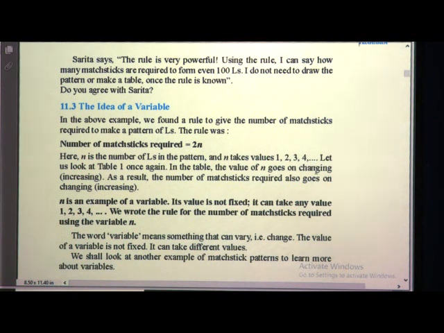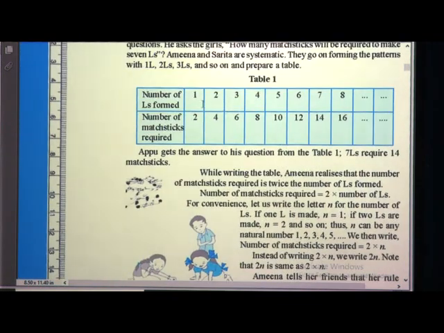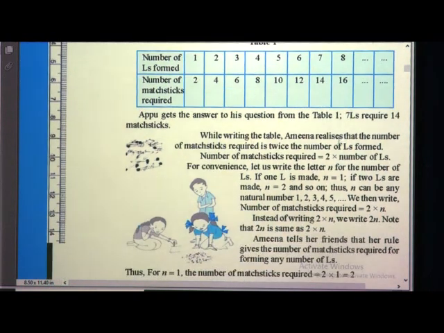Let us look at table 1 once again. In the table, the value of n goes on changing. It means increasing. As a result, the number of matchsticks also goes on changing. So, you can see in the table the number of L's is changing and so the number of matchsticks required is also changing.